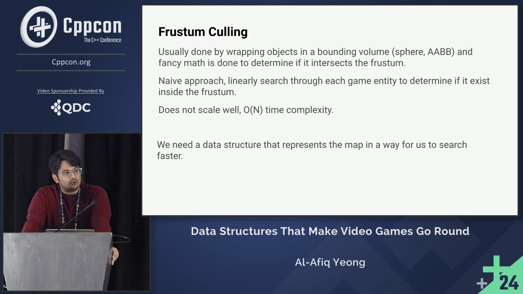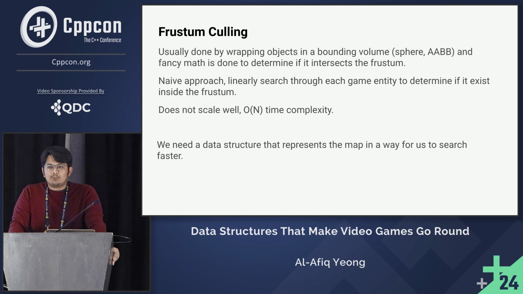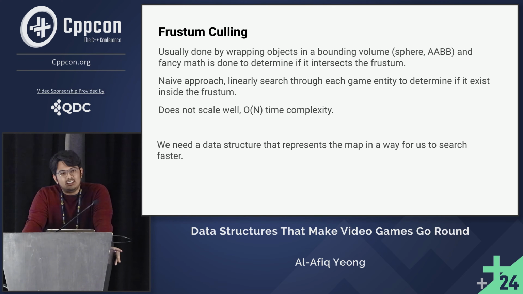A naive approach would be to iterate over every single entity in the game, in the level, and determine if the bounding volume intersects with the frustum. But the problem is there can be so many entities in games these days, right? You could have 10,000, 100,000, who knows? Because of that, linearly searching through the level does not scale well. We need a data structure that represents the map in a way for us to search faster.